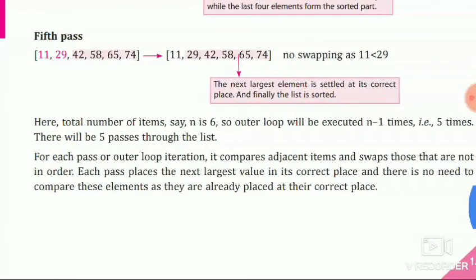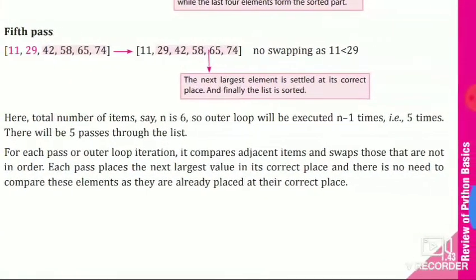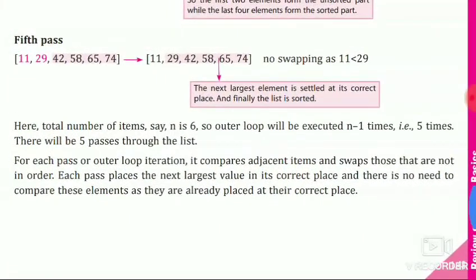So here the total number of items, say n, is 6, so the outer loop will be executed n-1 times, that is 5 times, and there will be 5 passes through the list. For each pass or outer loop iteration, it compares adjacent items and swaps those that are not in order. Each pass places the next highest value in its correct place, and there is no need to compare these elements as they are already placed at their correct place.